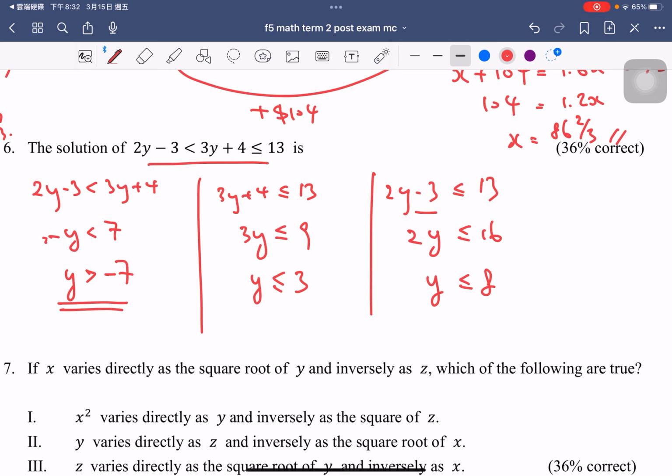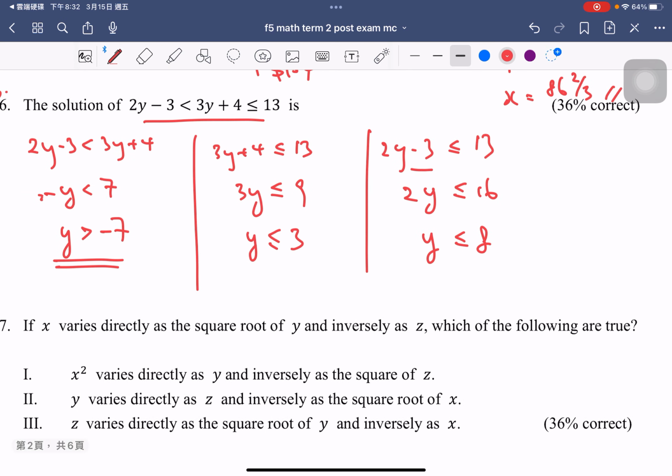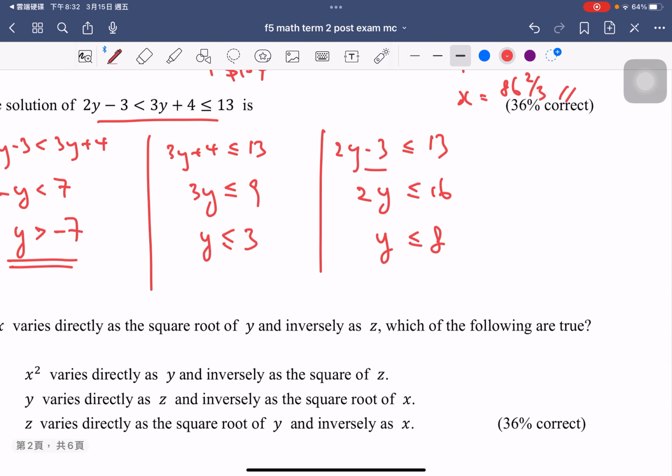Okay, so now I got these three answers. Now how can we know what is the final answer? Because they can actually satisfy these three equations, so now we can try to combine them. So for this one, it's going to be y is greater than negative 7, which means we can draw something like this. Y is greater than negative 7, but y is also smaller or equal to 3.